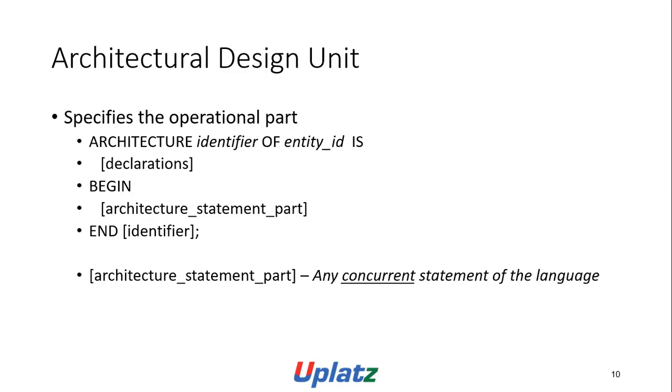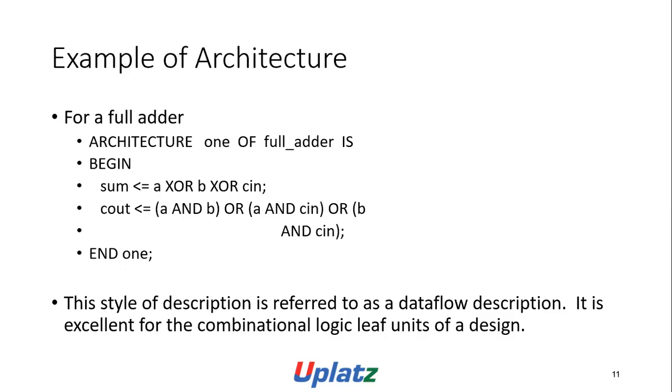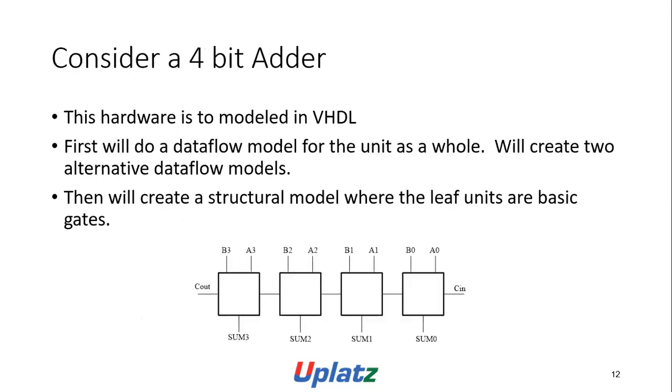The architecture design unit specifies the operational code: architecture identifier of entity identifier is. Declarations come first, then begin, the statement part, and end with the identifier. The statement part holds any concurrent statement of the language. For a full adder: architecture one of full_adder is begin sum <= A xor B xor C_in; C_out <= (A and B) or (A and C_in) or (A and B and C_in); end one. This type of description is referred to as a dataflow description. It is excellent for combinational logic leaf units of a design.